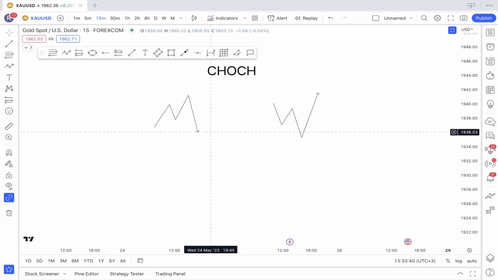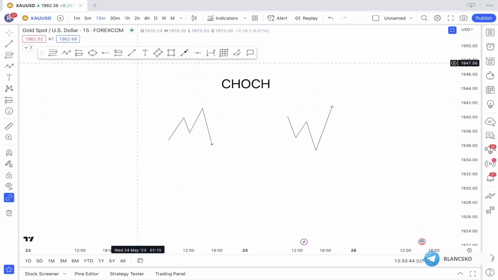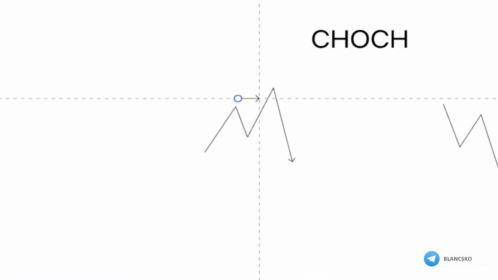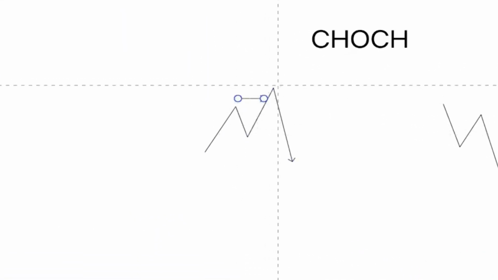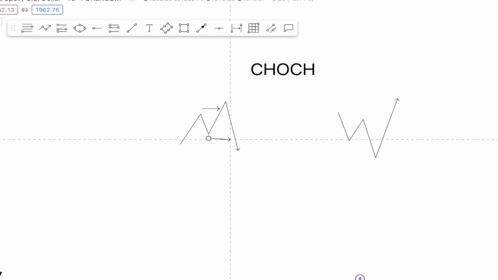That's why I have drawn these two examples here. This first one, we have a break of structure to the upside. Check this out. We break structure to the upside, and then immediately after that, we break structure to the downside. So we have a CHOCH right here, a change of character. This is the first example.